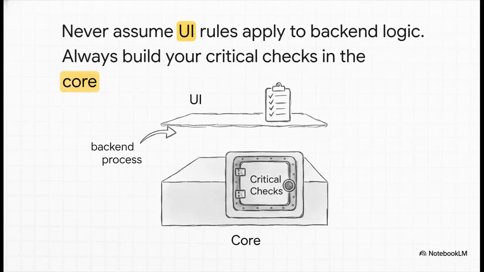So what's the big takeaway here? It's simple. Never, ever assume that a rule you see working on a screen is going to automatically apply to a back-end process like a BAPI. It's just not a safe assumption. If you want to guarantee your data is consistent and correct, you have to build your critical checks where it really counts, deep inside the core logic. And just like that, you've solved the case of the missing error.